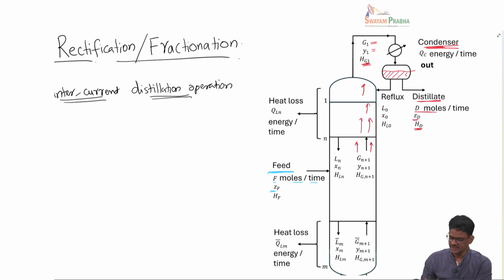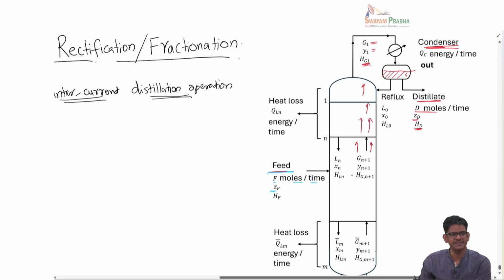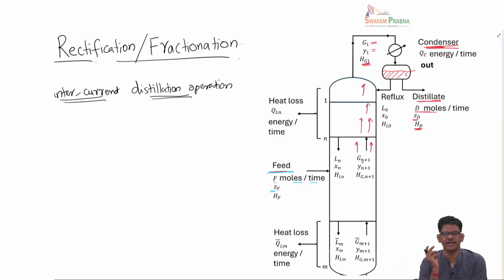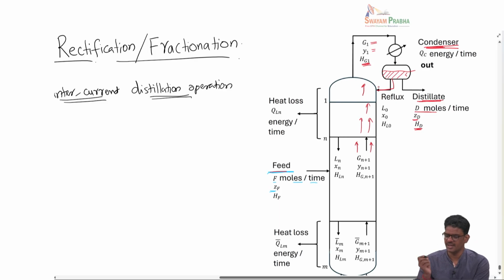So what we are saying is, the feed is introduced, vaporized, the vapor flows through the top of the column, and then goes through the condenser where the heat is removed, and the vapor is converted into liquid, and the liquid is drawn out as a distillate. But that's not all of it. What we do here is we take a stream of this distillate and send it back to the column, and this is called reflux.